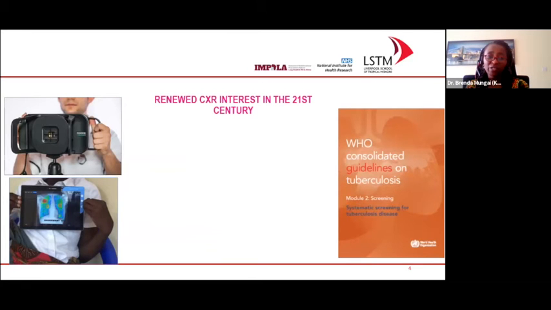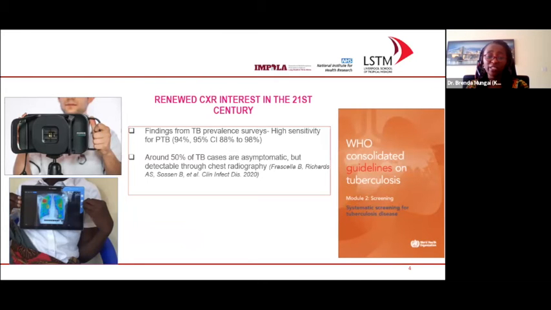But in the 21st century, there's been renewed interest in chest x-ray for screening. And this is really, as some have noted earlier in their presentations, from the findings of TB prevalence surveys that showed high sensitivity for pulmonary TB. This was the case also in Kenya during the prevalence survey. And we now know about 50% of the cases are asymptomatic, but detectable through chest radiography.